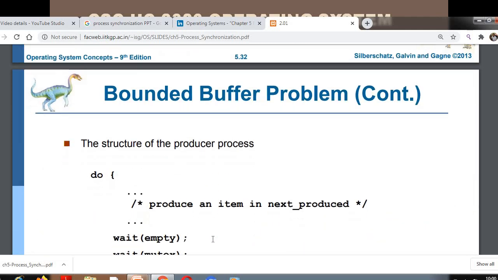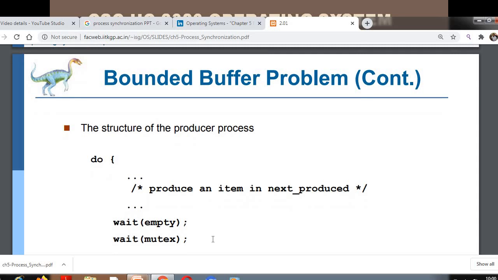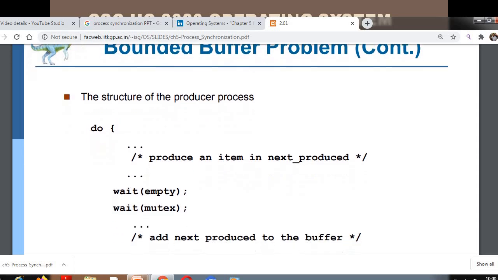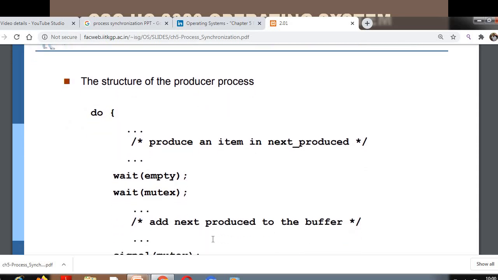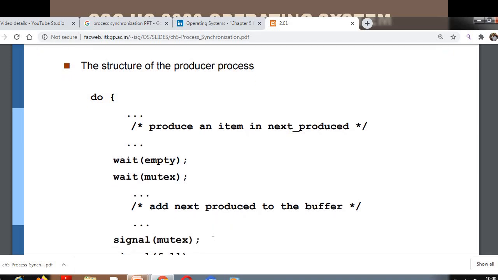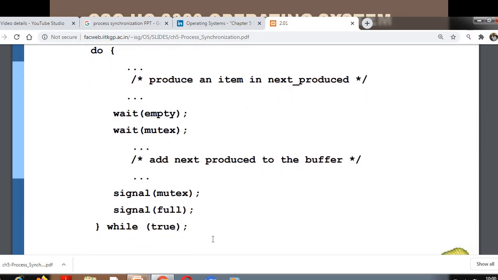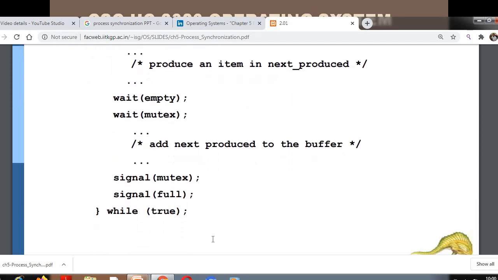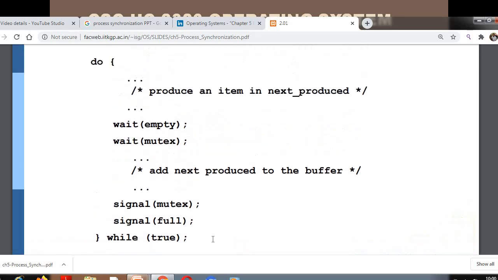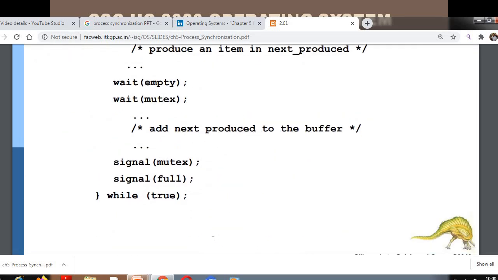The structure of the producer process: do, produce an item in next_produced, wait(empty), wait(mutex), add next_produced to the buffer, signal(mutex), and signal(full), while true. So this is the producer process.